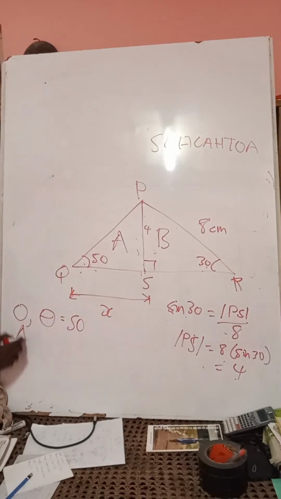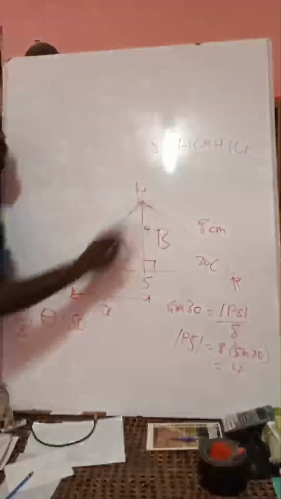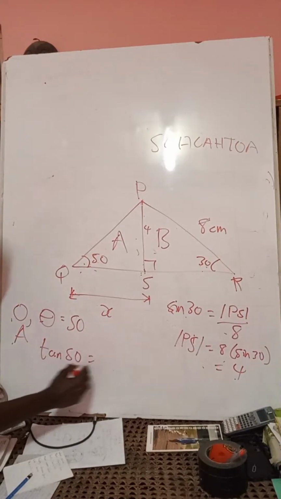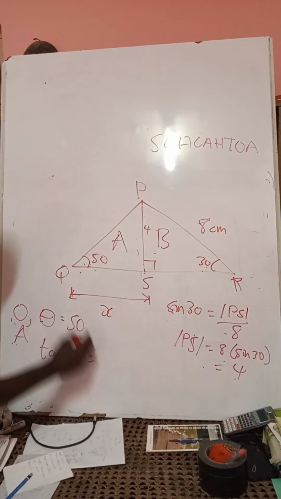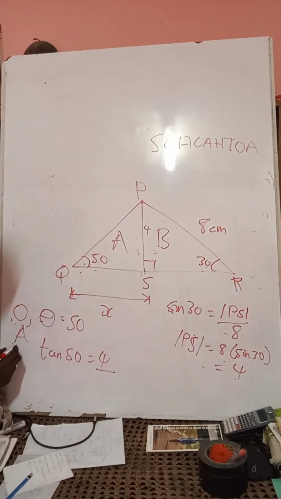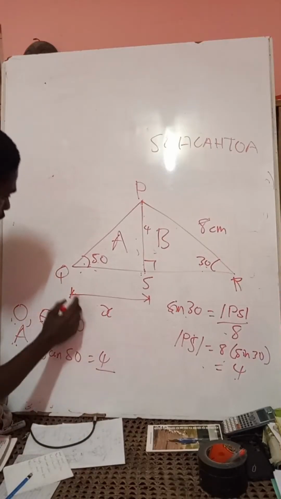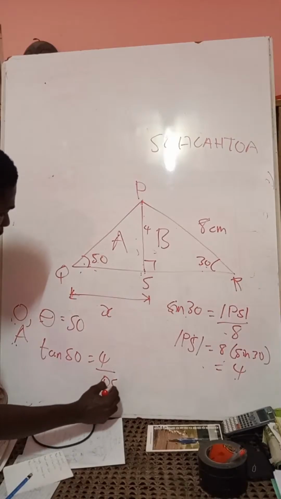Adjacent. So you're looking for adjacent. You have O, you have theta. What should you use? Tan. Because tan is equal to opposite out of what? Adjacent. That's how you solve it. So you're going to have tan 50 equal to what? The opposite, which is 4, out of the adjacent, which is unknown, which is line QS.